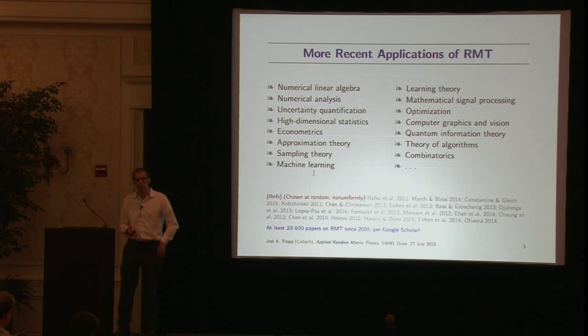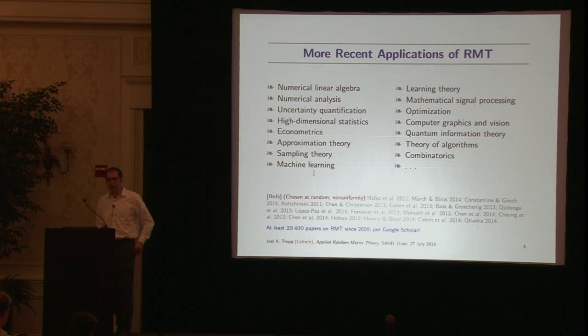I can't even begin to do justice to these areas. I just want to make the point that random matrices are more ubiquitous than ever, and that researchers doing a lot of different things need to know a little bit about random matrices or have tools that they can use to understand random matrices that they might well come across in their work.